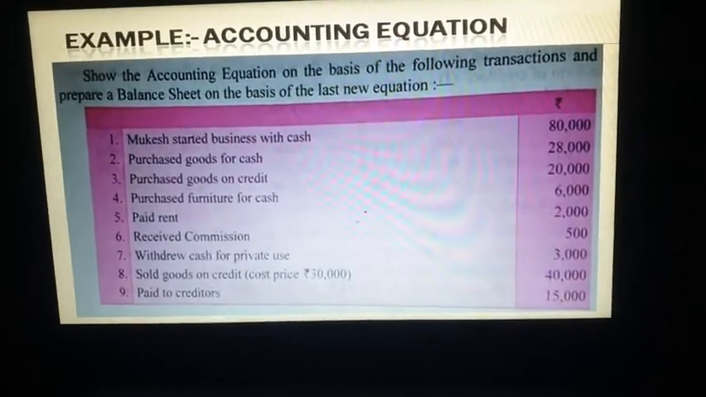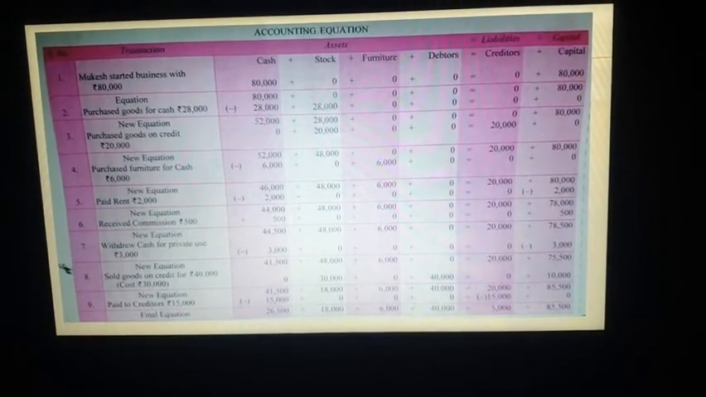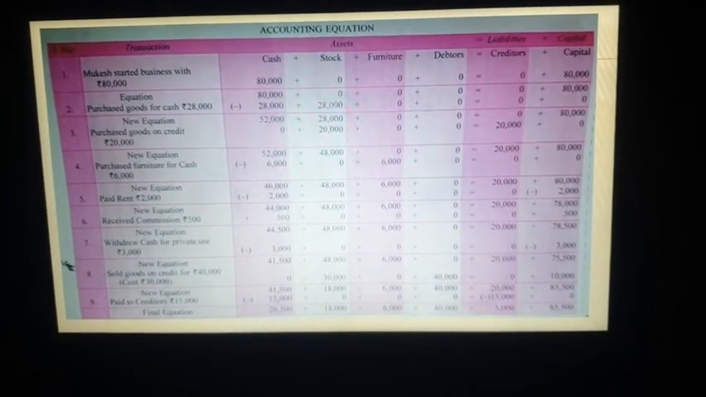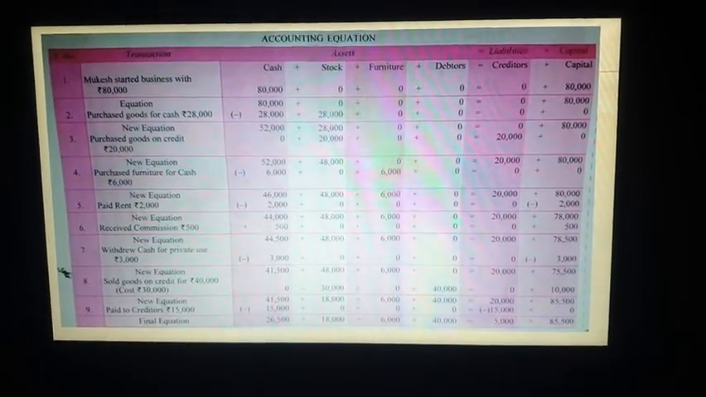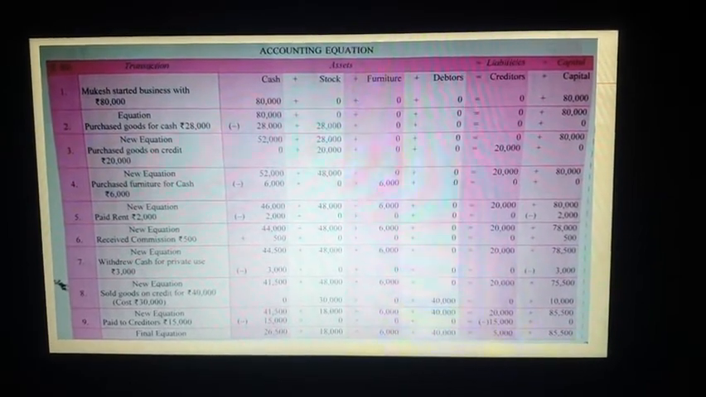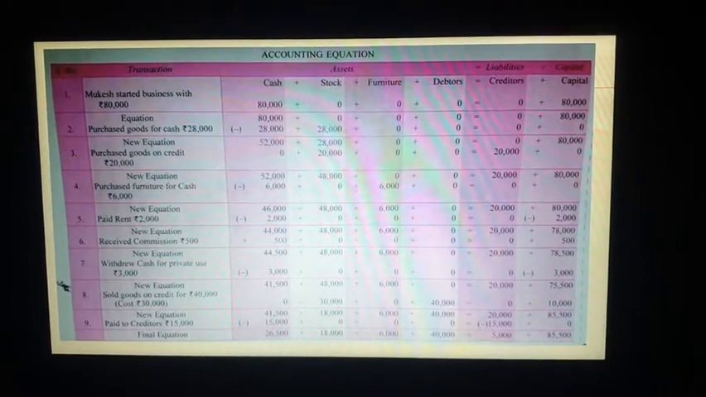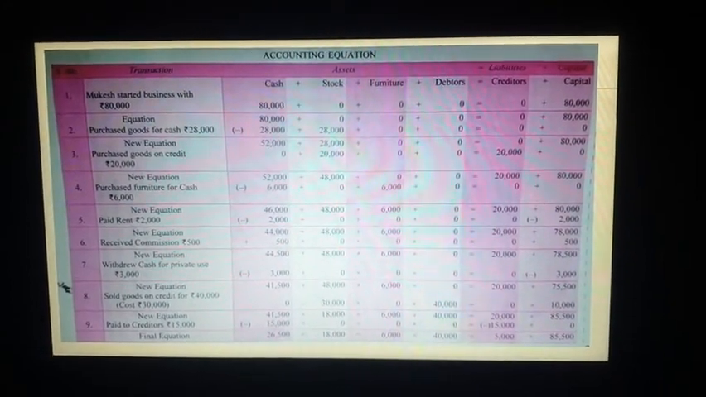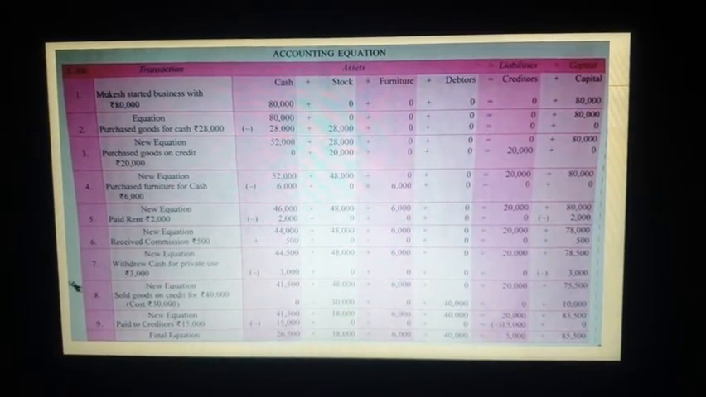So in the next slide, you will see that there will be two impacts. Cash is coming into the business, 80,000, and cash is a part of your asset. On the opposite side, there is only one impact, that is called capital. So in the first case, there will be two effects. First on the cash, and cash is a part of asset, and second on the capital, because capital is increased in the business by 80,000.